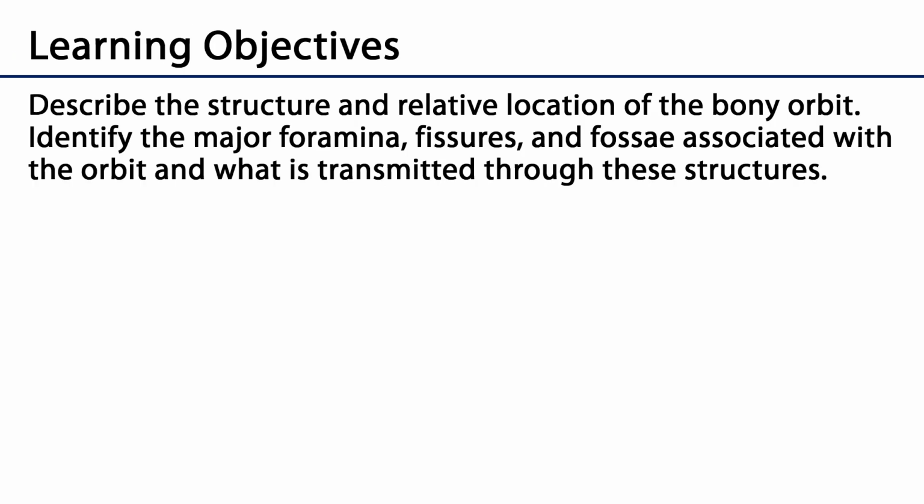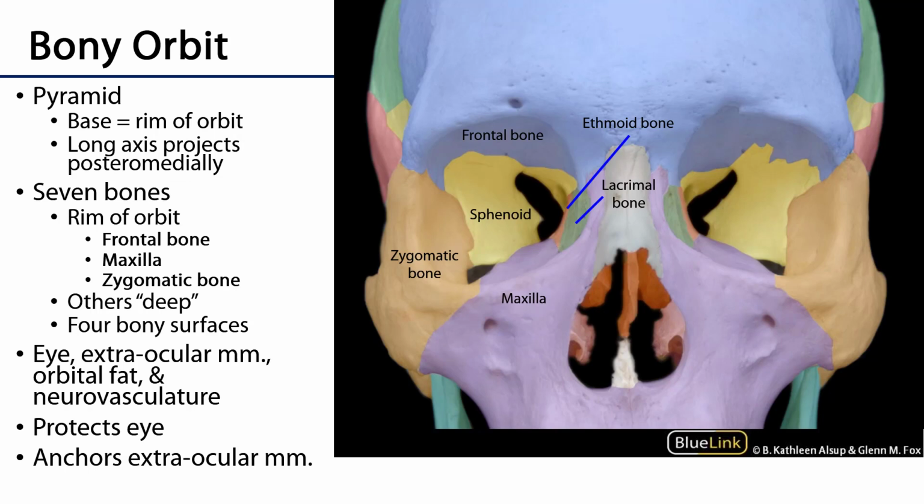In this video, we'll discuss the structure and relative location of the bony orbit, focusing on some of the major foramina, fissures, and fossae associated with the orbit, and some of the structures that are either associated or conveyed through those features. So the way that I conceptualize the bony orbit is a pyramid, a four-sided pyramid.